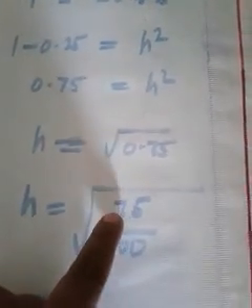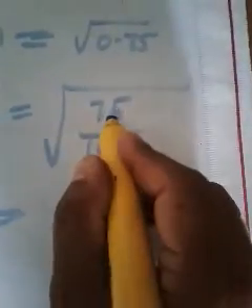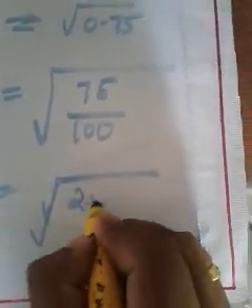Then in order to take the square root of 0.75, I am replacing 0.75 as 75 by 100. And now we just see, can I write this 7? Because I need to simplify the value of h, that's why I am doing like this. So square root of, what is 75? Can I write 75 as 25 into 3?